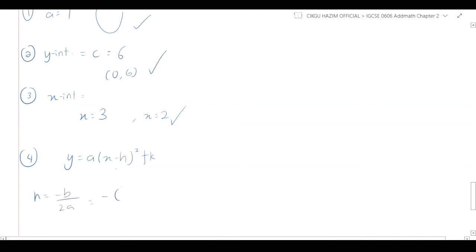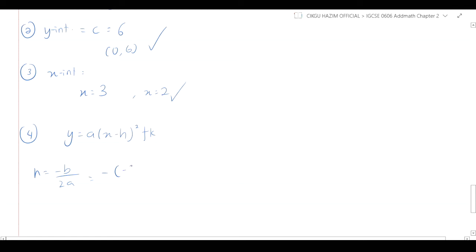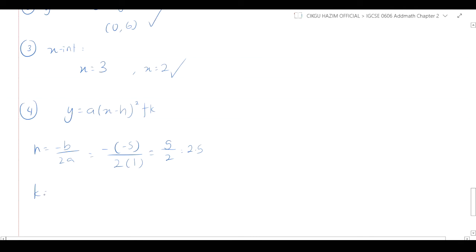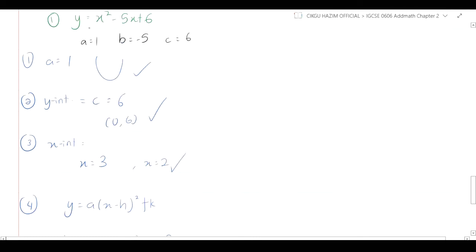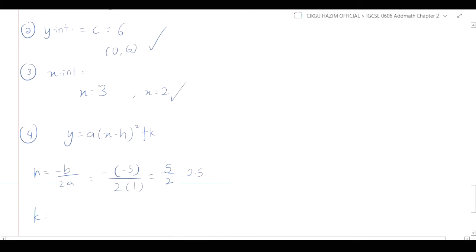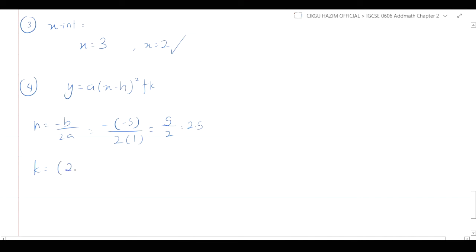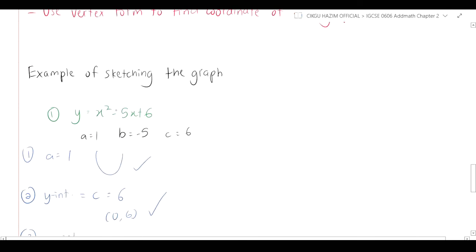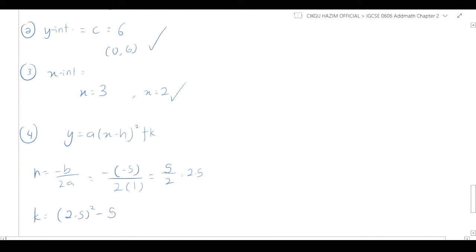Alright, so negative b is what? -5. -5 over 2 multiplied by 1, which is a equal to 1. Then you're going to get +5/2, which is 2.5. Okay, and how to find the value of k? You substitute the value of h back into the initial equation, where the initial equation is y equals x squared here. So k equals 2.5 squared minus 5 multiplied by 2.5, and then plus 6.